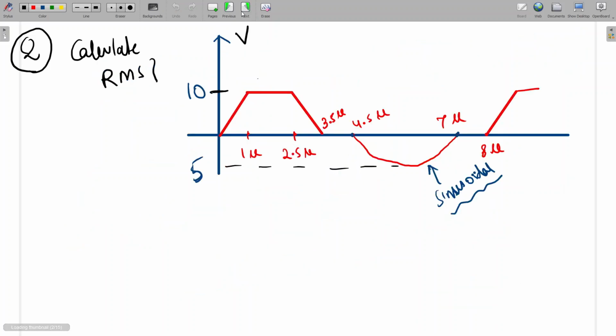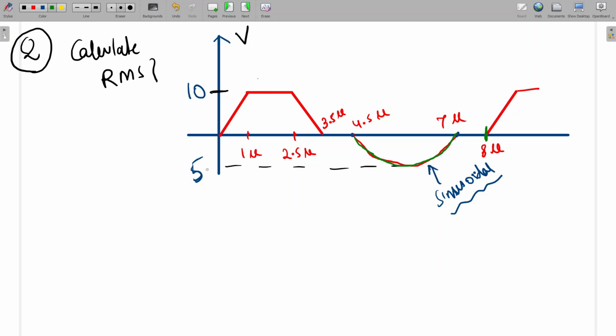So this is the next question. Here it is a combination of different kinds of waveform. What is the time period? Time period is 8 micro. And here this is a sine wave. Sinusoidal means sine or cosine.